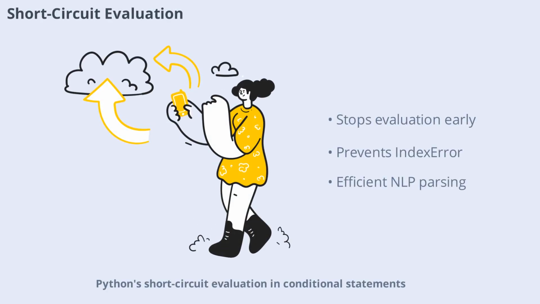Python's short-circuit evaluation in conditional statements can help prevent errors like index out of bounds. In AND expressions, evaluation stops if the first operand is false. In OR expressions, it stops if the first operand is true. This is especially useful in AI data parsing, such as checking token sequences in NLP tasks. For example, if you check if an index is within bounds before accessing a token, Python will skip the second check if the first fails, avoiding an index error. This logical structure ensures safer and more efficient code execution.